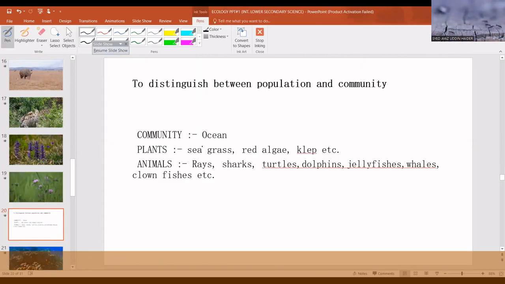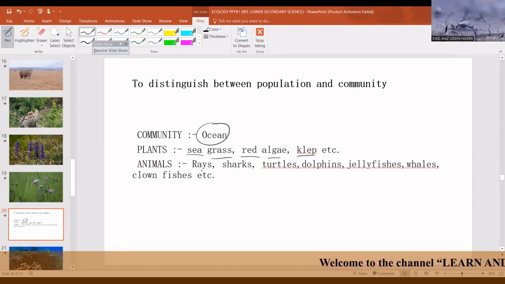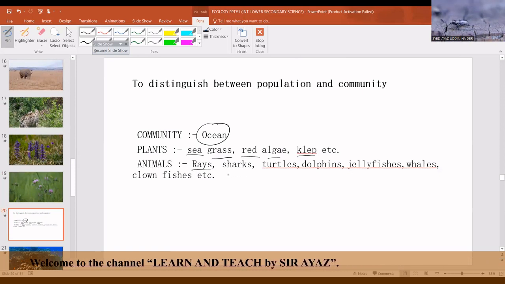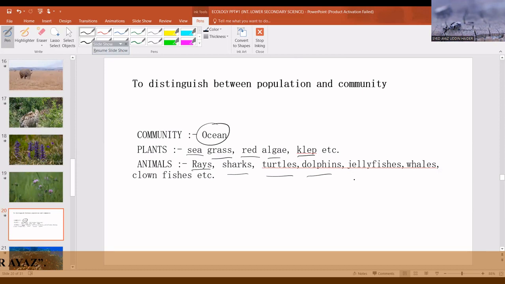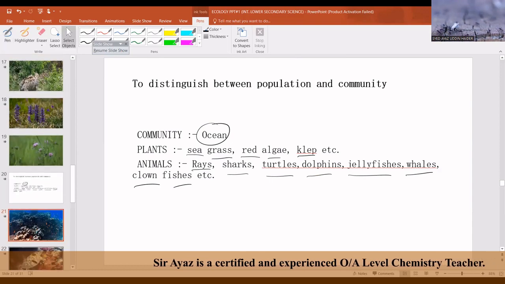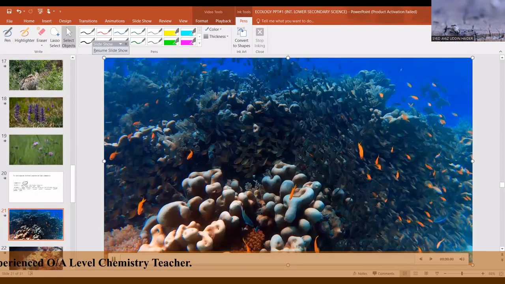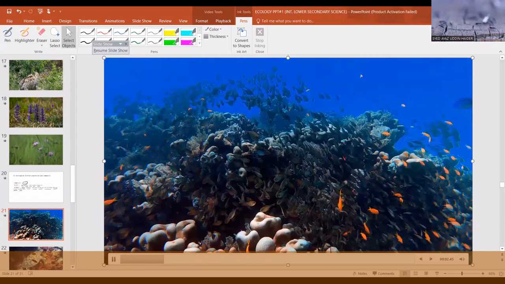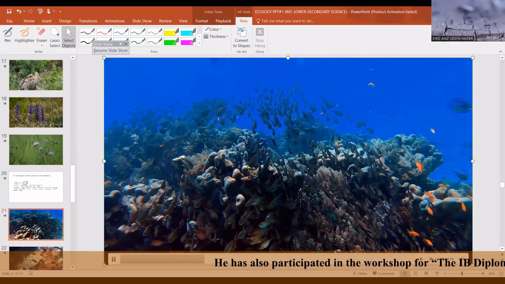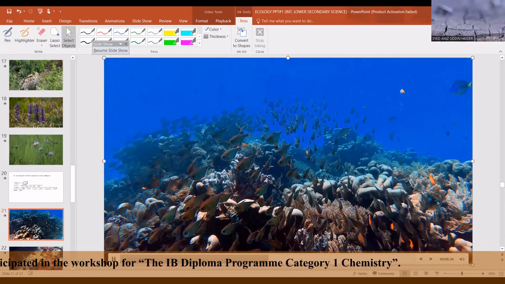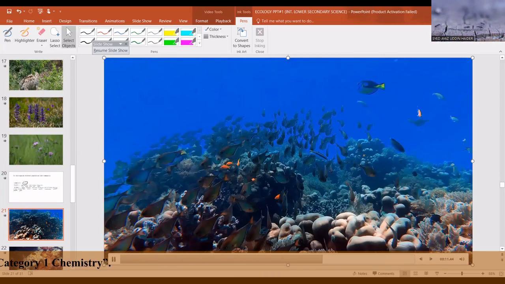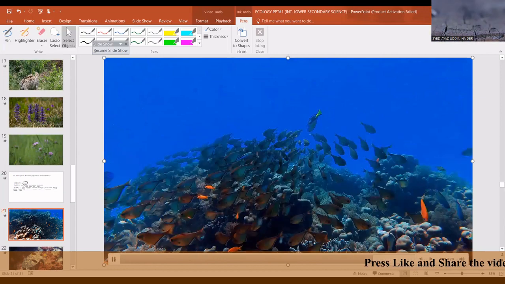Now let's talk about another community, which is ocean. In ocean, you will find plants like seagrass, red algae, kelp, etc. And there are lots of animals, which are mostly fishes, rays, sharks, turtles, dolphins, jellyfishes, whales, clownfishes, etc. Here you'll find blue tang on the right hand side and other fishes. You see, it's a community because it contains different kind of fishes and plants.